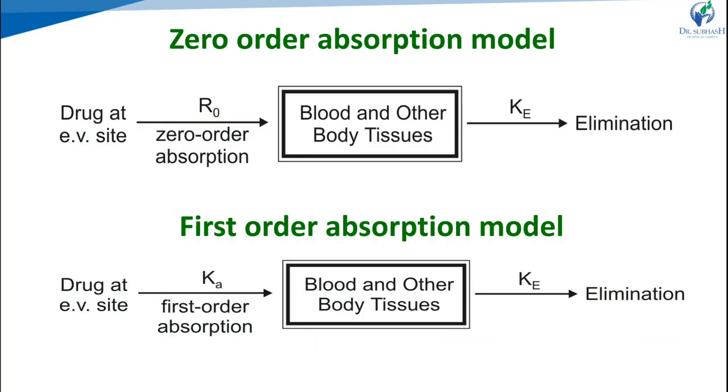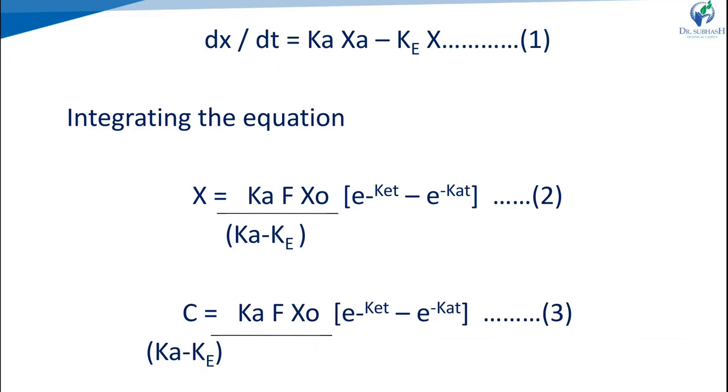For the first order absorption model, the drug at the extravascular site reaches the blood and other body tissue. The rate of absorption follows first order absorption, and elimination follows first order elimination kinetics. We have already seen the zero order absorption model in the constant rate zero order infusion part. So here we have to see the first order absorption model. For that, the differential form of the equation is dX/dt = KaXa - KX, that is, rate in minus rate out, the rate of absorption minus the rate of elimination.